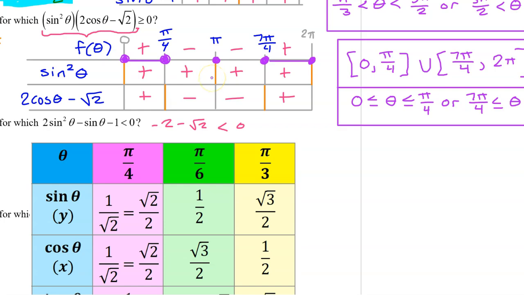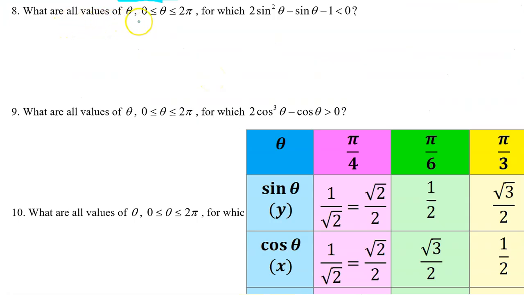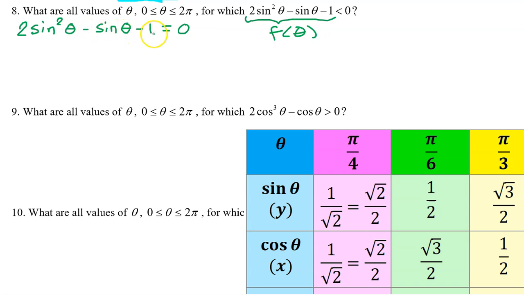Number 8. What are all values of theta on the interval from 0 to 2 pi for which 2 sine squared theta minus sine theta minus 1 is less than 0? Let's refer to this part of the inequality as f of theta. And we begin by finding where f of theta is equal to 0. So 2 sine squared theta minus sine theta minus 1 is equal to 0. We will solve this by factoring.